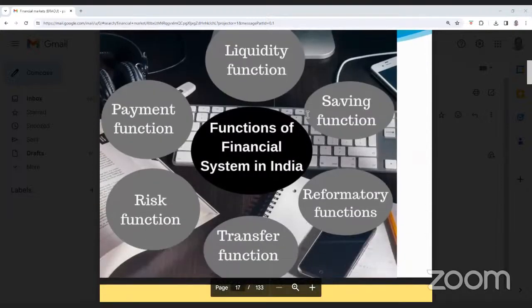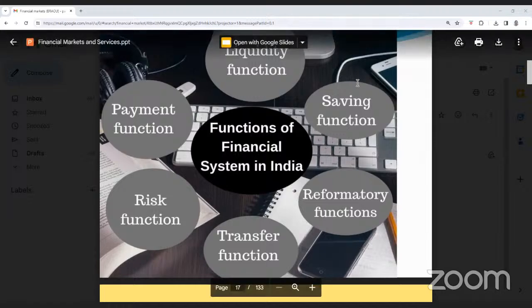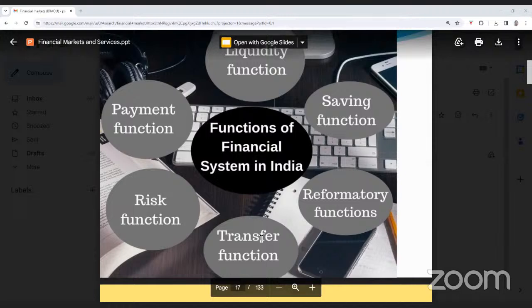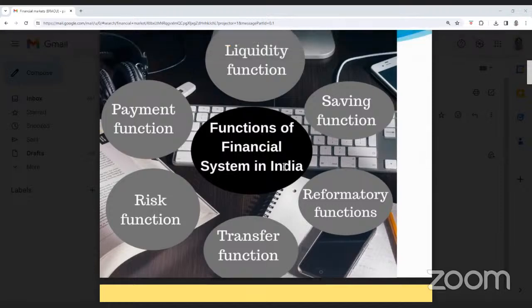Now, functions of financial system in India. What are the functions? First one is liquidity, then saving, then reformatory. See here, saving: first, what will the person do? Saving. Then you make the reformatory. Then it will be transferring. Then it is risk. Then it is payment. Then it is liquidity. So these all are the functions of the financial system in India.